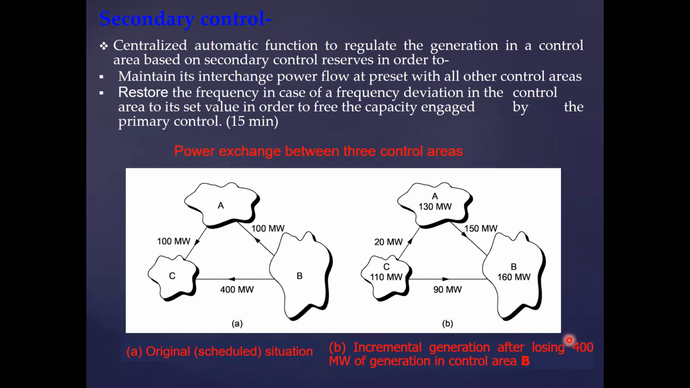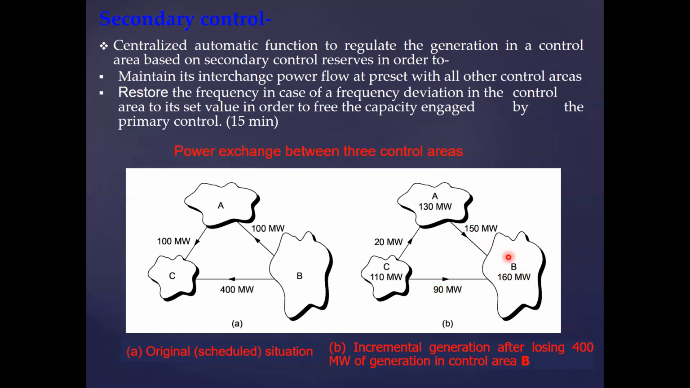But if there is a loss of 400 megawatt generation in control area B, so here you have a 400 megawatt outage of generation in control area B, as a result, what you observe is the change in the schedule for area A and area C, and the direction of the power flow.